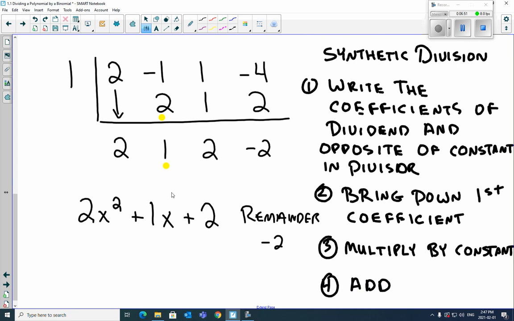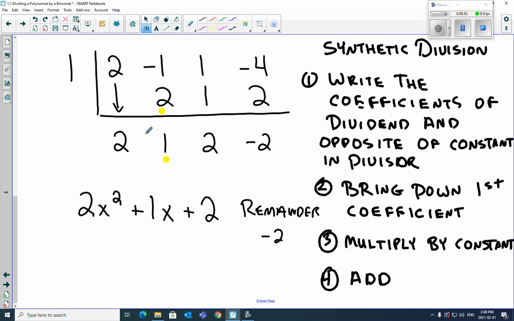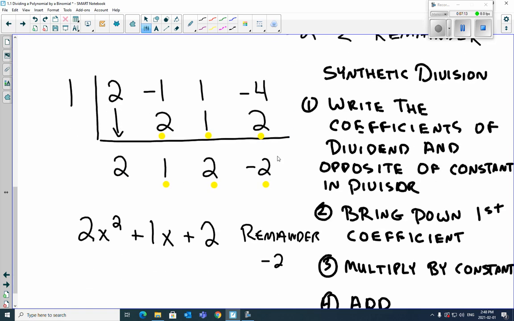Then we go 1 times 1 is 1. And then we add these together. 1 plus 1 is 2, right there. 1 times 2 is 2. And we add those together and we get negative 2. Now, if you look, we end up with negative 2. What did we end up with here? Oh, negative 2. Oh, that's cool. That works. So that's a remainder of negative 2.